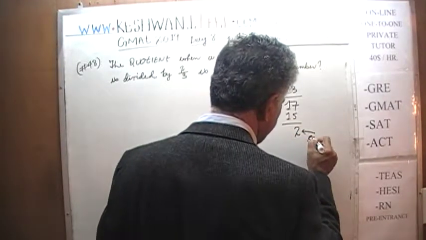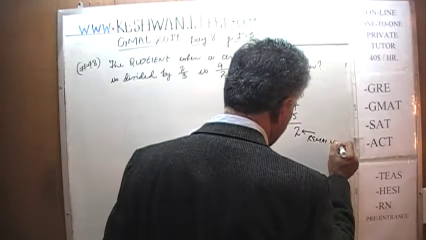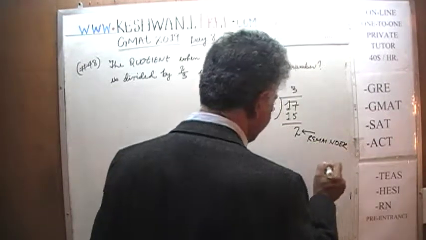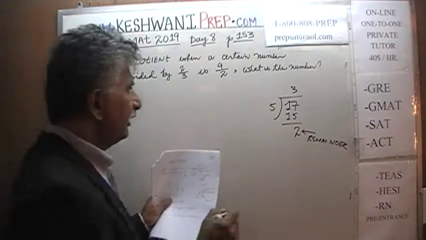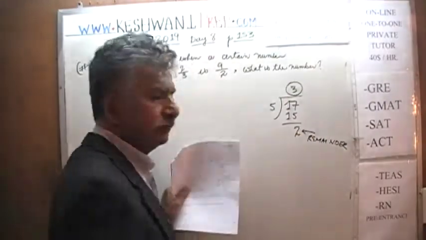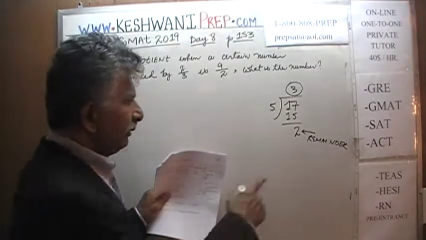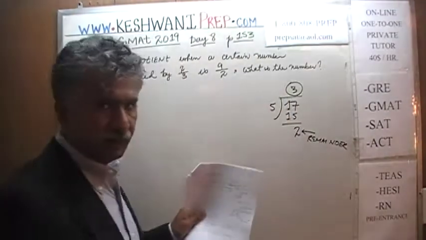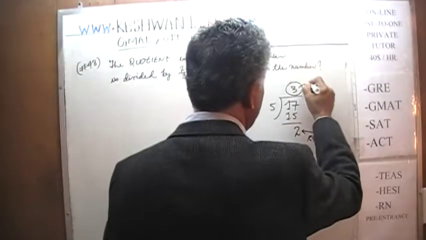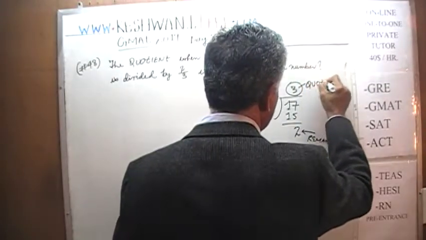2 is the remainder. That's the easy part. Everybody knows that 2 is the remainder. What is 3 called? The result of the division. When we divide 17 by 5, we get a 3. What is the 3 called? The result of the division. This is what is known as quotient.